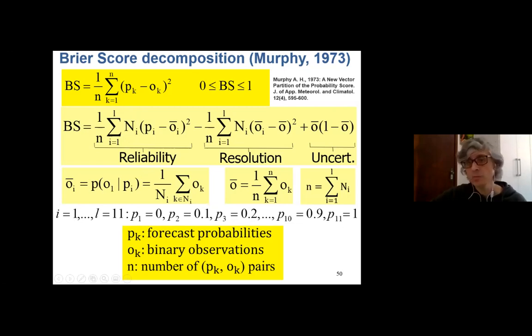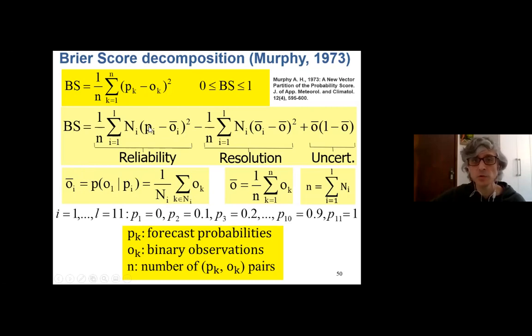When you sum over all these N_i's, you end up with the total number of your sample. Then, for those occasions when you issued that forecast probability, you look at on how many occasions you did observe the event. This is your observed frequency for that particular forecast probability. And then you have to compare these two numbers. If you have a really good and reliable prediction system, your forecast probability will have to match your observed frequencies.